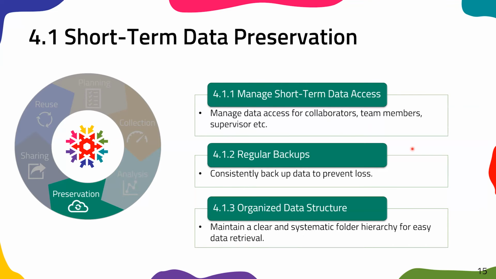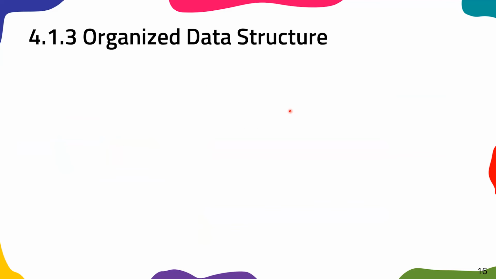So for the short-term data preservation, we have these three best practices: manage data access, which means that you don't want perhaps that everyone has access to your data. So manage the data access for your data for team members, your supervisor, collaborators, and so on. Of course, try this practice that we should back up our data regularly and organize data structure. I have a separate slide for this.